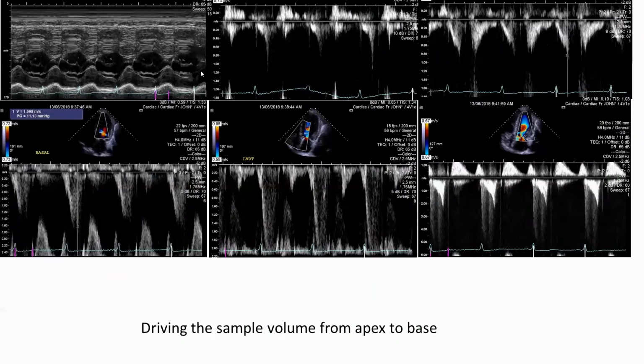So you get something like this as you do it. This is a bit of a busy one, but it just shows you when you drive the sample volume from the apex through to the mid, through to the base, through the LVOT, and you want to see where the major velocity step up is. And you can see here it steps up quite significantly in the LVOT. This is a continuous wave Doppler. You can see here you've got mitral regurgitation contamination, but you've got the classic LVOT profile there.